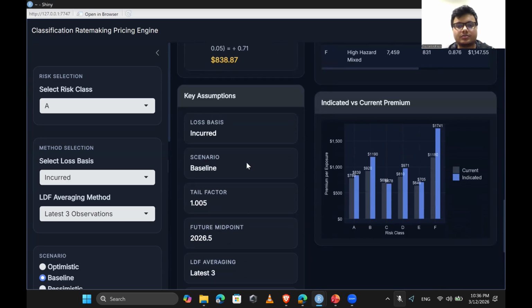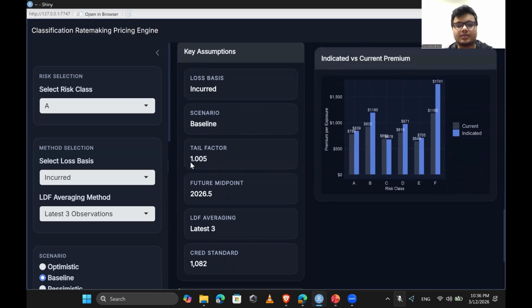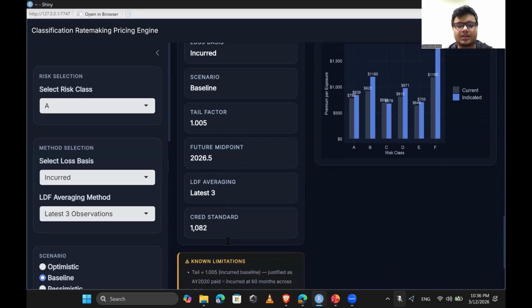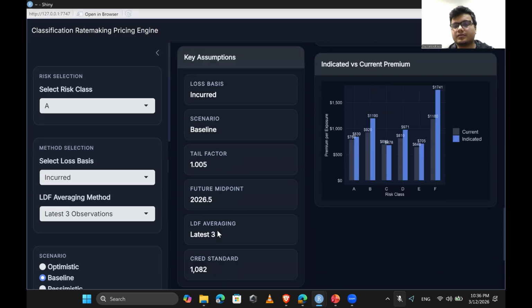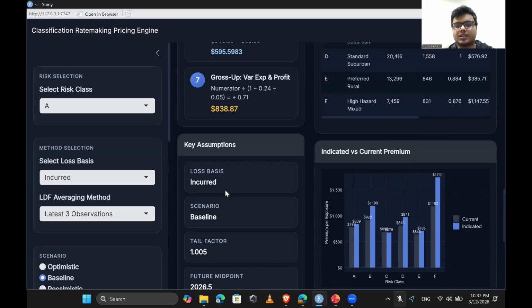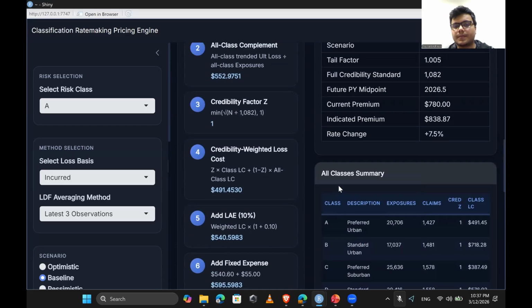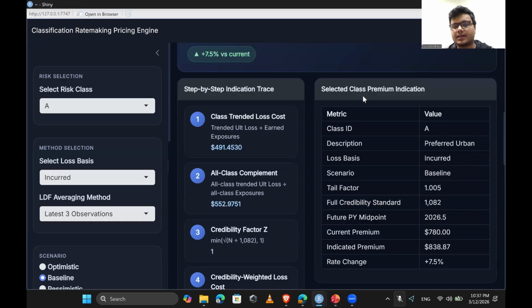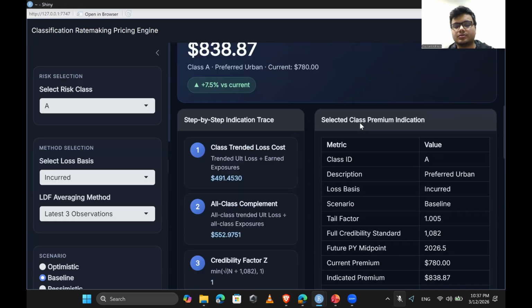On the bottom tab, it shows the key assumptions that are used for the calculations: incurred baseline, tail factors, and future midpoints, and LEF averaging method from the credibility standpoint. It also shows the known limitations of this calculator. The indicated versus current premium graph is shown on the right of the key assumptions, and all class summary is shown here as well. On top of that, the selected class premium indication with metrics and values are also shown in the summary tab.